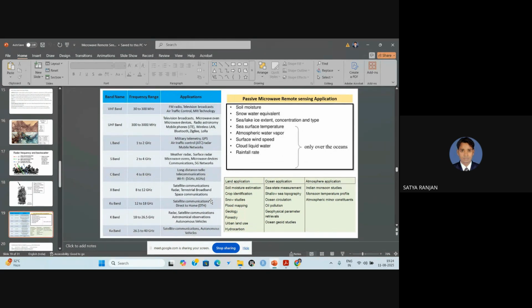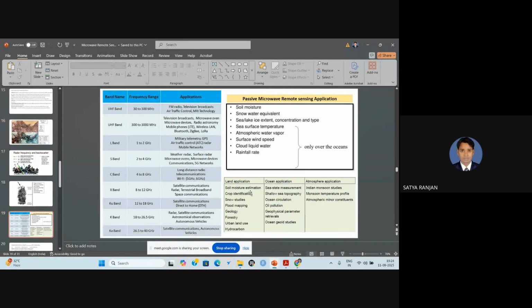So these are examples of different bands already covered, and in passive microwave remote sensing, some applications are soil moisture estimation, snow water equivalent, sea lake ice extent, sea surface temperature, atmospheric water vapor, surface wind speed, cloud liquid water, rainfall rate. So these are the applications of passive remote sensing.